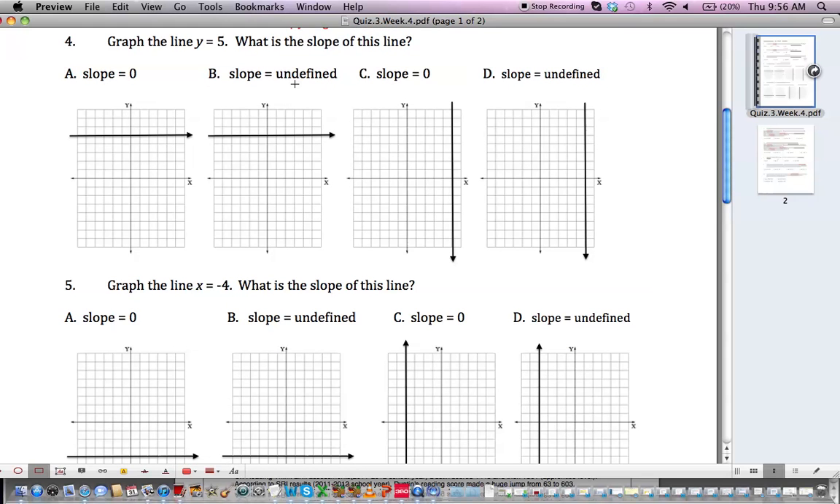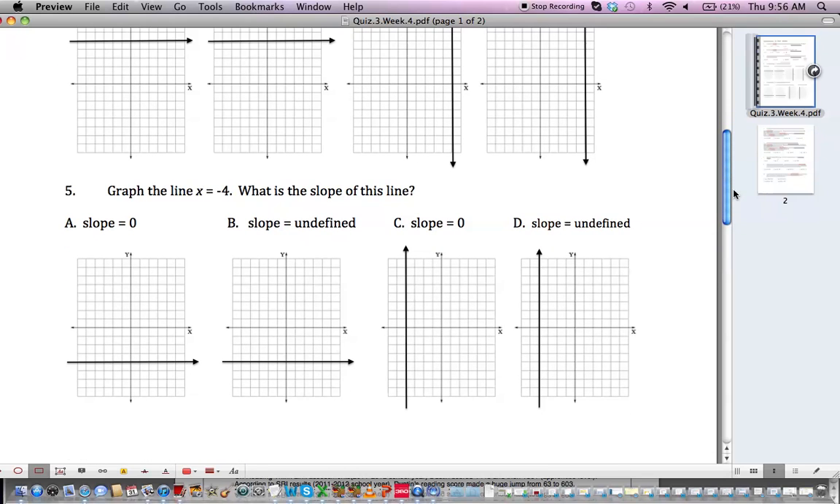Number 4, graph the line y equals 5. What is the slope of this line? We've got a line that's y equals 5. Tell me what the slope of that is. And then number 5, graph the line x equals -4. What is the slope of this line? So again, we want to know what is the slope of the line x equals -4.